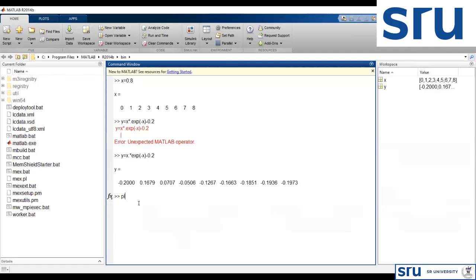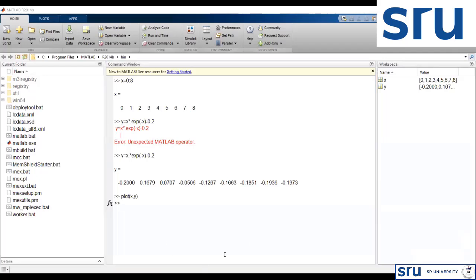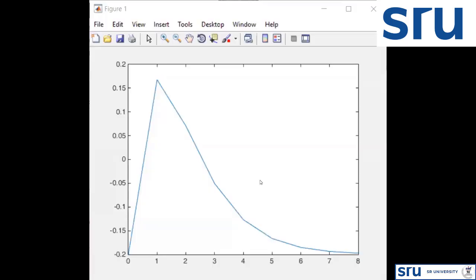Now you have to plot using the command plot x comma y. Then you will see the plotting. The plot will open in a separate window, so after plotting I have to show you the window. Wait a second, I will share that window. Now I will share the plotted graph window. Now the graph has come.